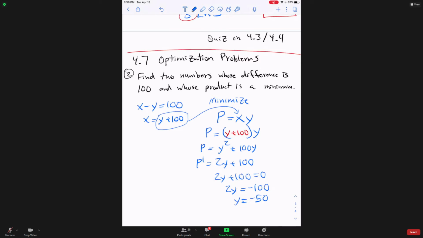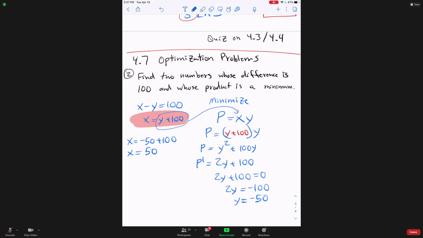Now, if y equals negative 50, what is x? Let's go back up here. x equals y plus 100. So x equals negative 50 plus 100, so x equals 50. So far I've gotten y equals negative 50 and x equals 50.